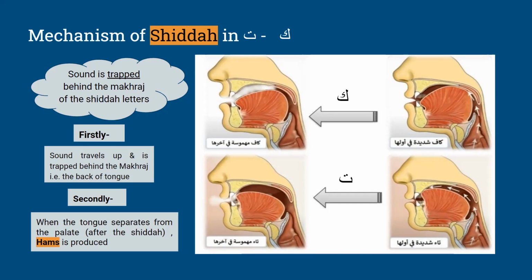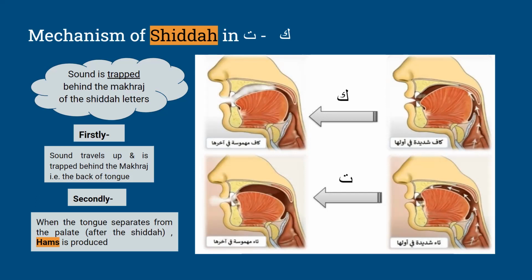So two sifaat are being applied here for the kaf, which is the shiddah, which is you applying first, blocking the sound, and then when you open the makhraj by separating the tongue from the palate, you'll be producing some air out with some force. Ak, ak, ak. Same mechanism for the ta as well.